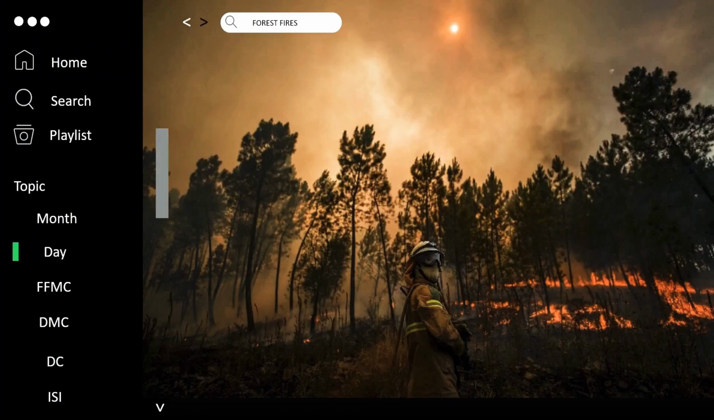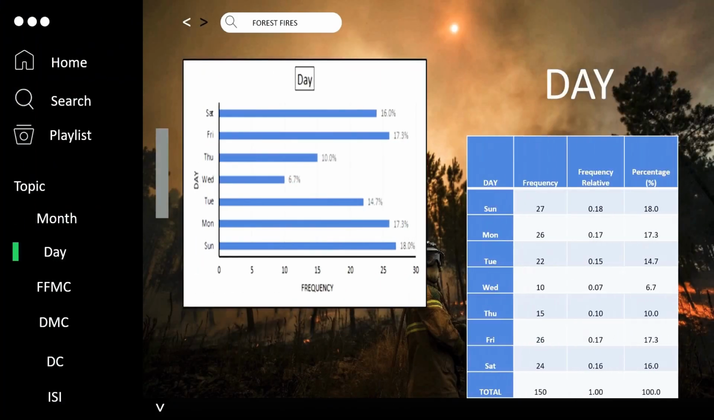Moving on to the day. Based on the table and the figure above, Wednesday recorded the lowest frequency among the other days with 6.7% and a total frequency of only 10. Meanwhile, Sunday recorded the highest frequency, 18% of forest fires with a total frequency of 27. The mode of the day of forest fires is Sunday since the total frequency of Sunday is the highest compared to the others.